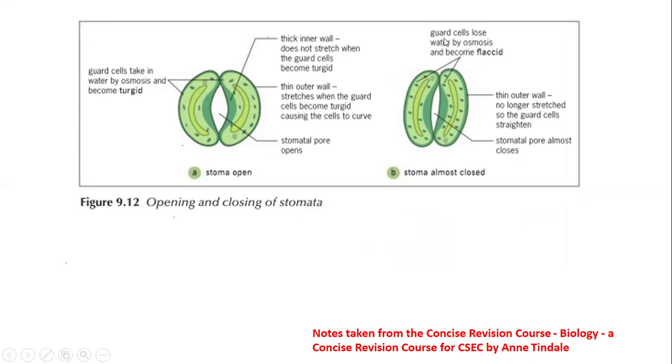So when the guard cell closes to prevent water loss in the plant, it actually becomes flaccid to not allow the water content to release from the plant.